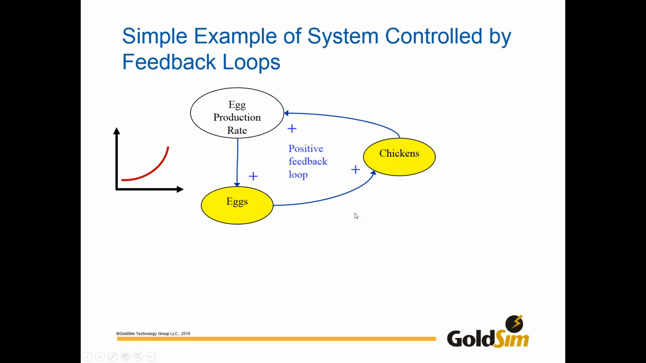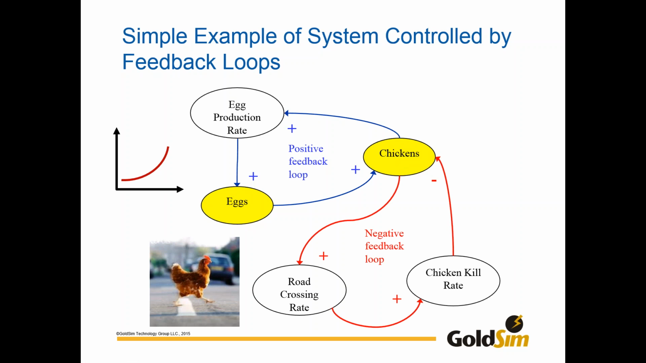But of course, there are other feedback loops, negative feedback loops, that control this. There's a lot of negative feedback loops that would control a system like that, things like food. I'm just going to show you one. Here's a negative feedback loop that controls the chicken population, and it's their road crossing rate. Here I have chickens. The more chickens I have, the higher the rate at which I have road crossing. The more road crossings I have, the higher my chicken kill rate is. The higher my chicken kill rate is, the lower the number of chickens I have. Because I have an odd number of negative signs in this loop, it's a negative feedback loop.